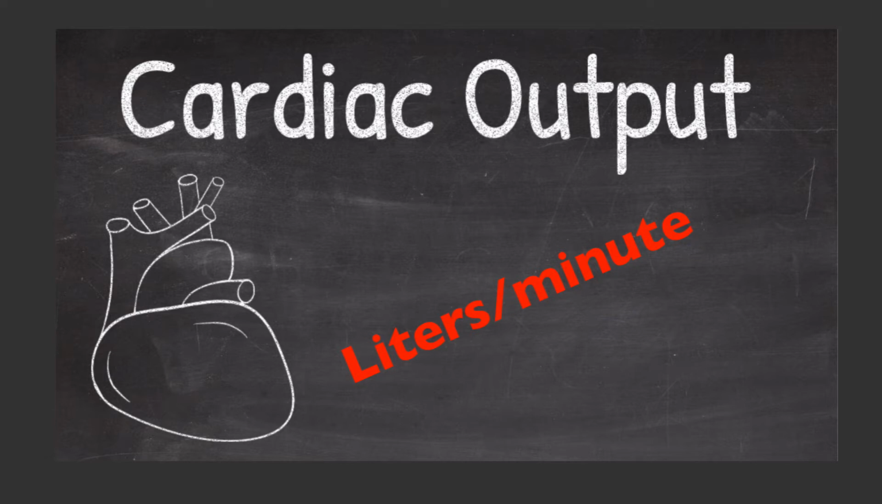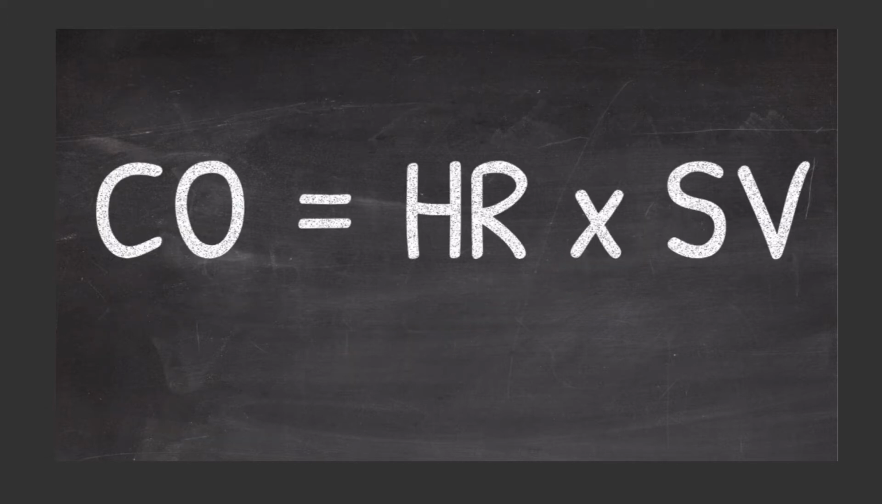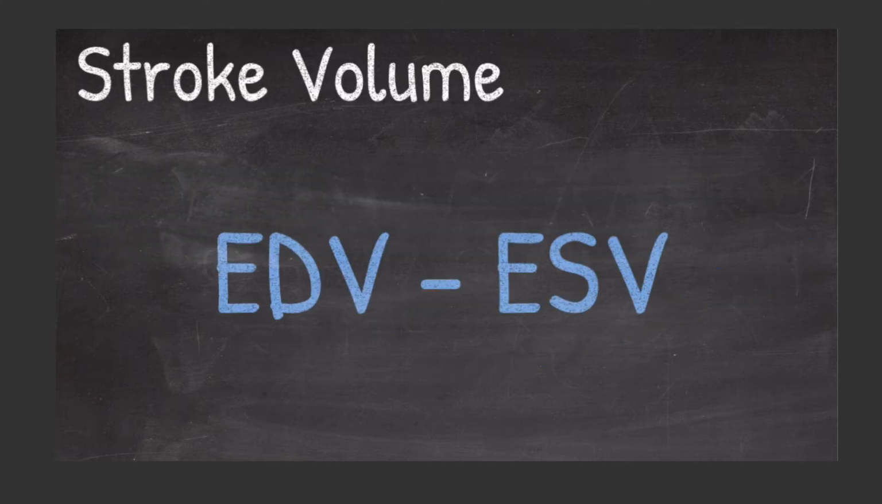Cardiac output in this example would be the volume of blood ejected from the left ventricle per unit time, generally determined by heart rate times stroke volume. Heart rate is the number of times the heart or ventricle beats per minute. Stroke volume is the volume of blood ejected from one ventricle after one beat. If we look closer at this, stroke volume is defined as end diastolic volume minus end systolic volume.